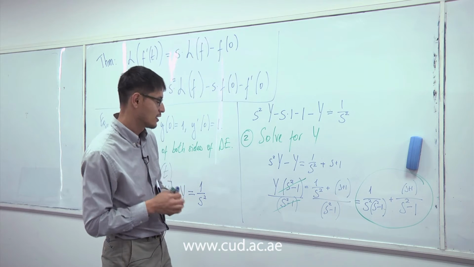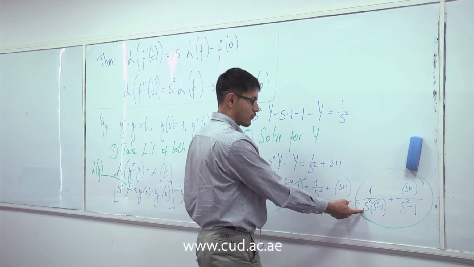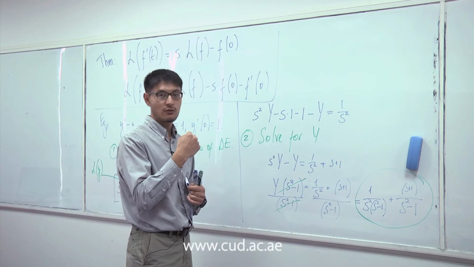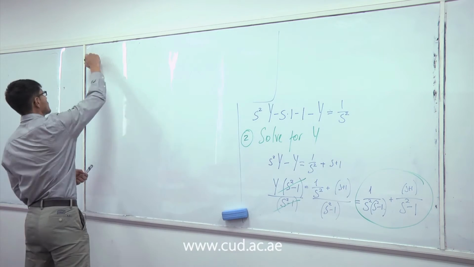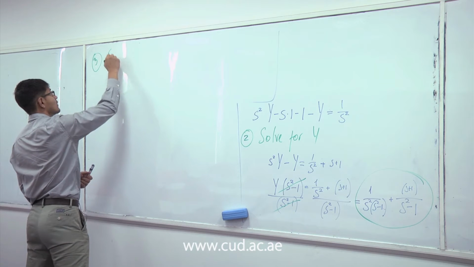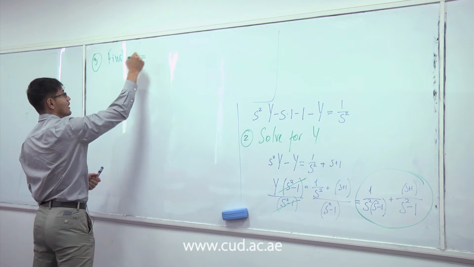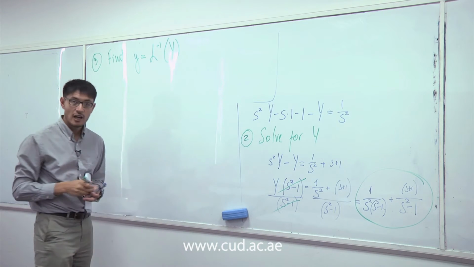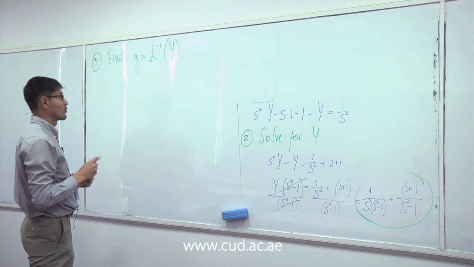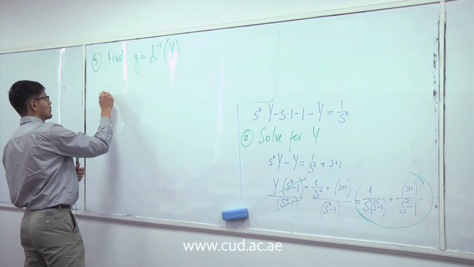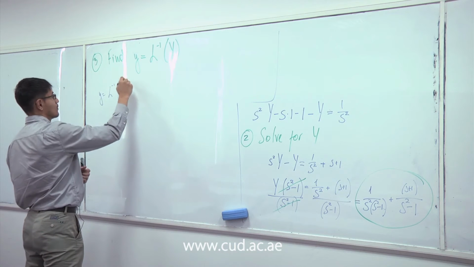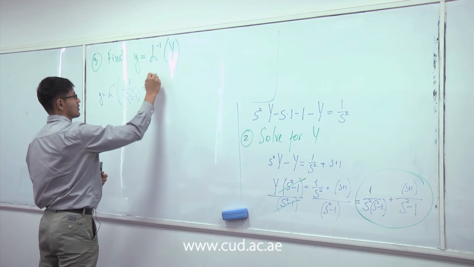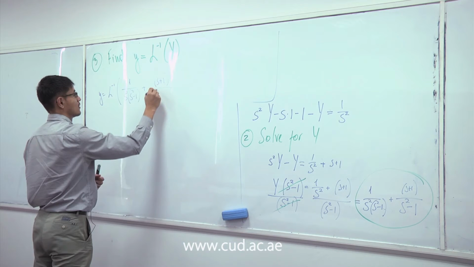And the last step, once we have the formula for capital Y, to get back to the little y, we have to take the inverse transform. So that would be your last step. So find little y, and you do that by taking the inverse of capital Y. So in our example, we have to take the inverse of 1 over s squared times s squared minus 1 plus s plus 1 over s squared minus 1.